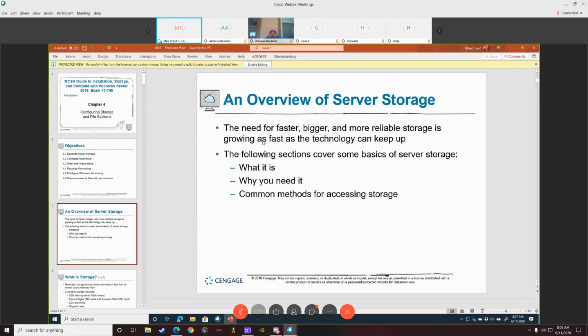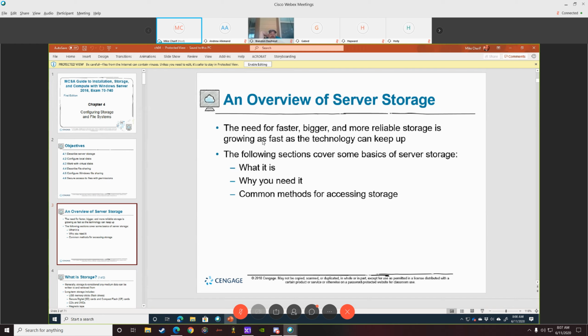The need for faster, bigger, and more reliable storage is growing as fast as technology can keep up. Yeah, that's true. But some of y'all didn't experience the old technology. I mean, now when you go buy a computer from any of the local stores, you ask the salesperson, okay, how many hard drives, what's the size of the hard disk? They give you 1 terabyte, like 500 gig, everything in gigs and terabytes.